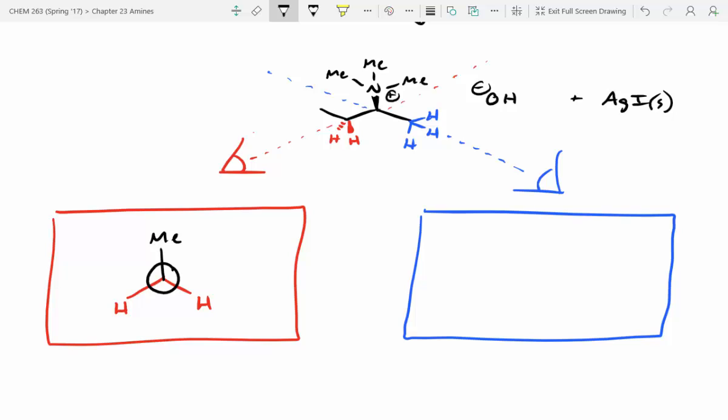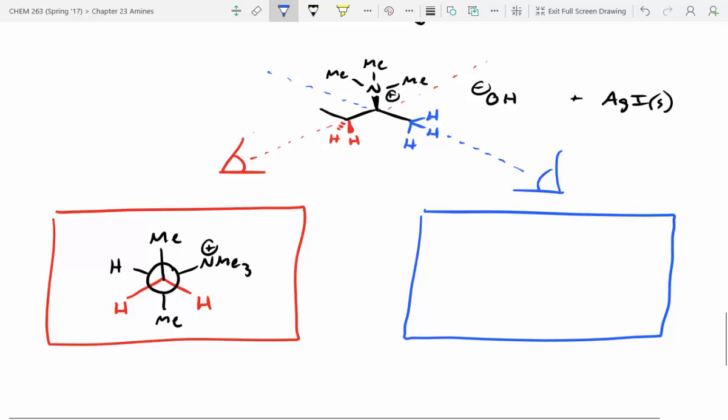So if we're looking at this Newman projection, in the back, is the nitrogen going to be to the top right or top left? Top right. So NMe3 plus, and then we said the methyl group must be sticking down, right? Which means that there must be a hydrogen over here. Does that make sense? Okay, let's do the blue one now.